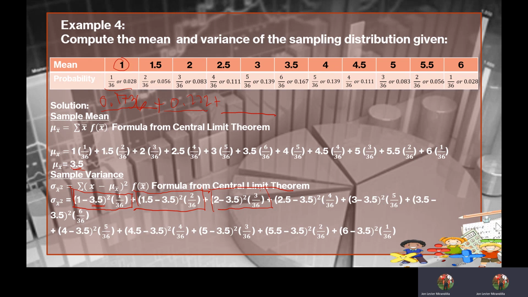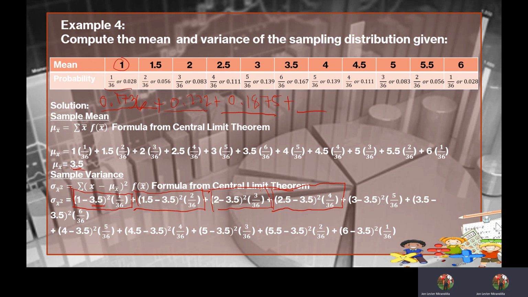The result we get is 0.1875. Plus, next process again. Here we have 2.5 minus 3.5 squared multiplied by 4 divided by 36.